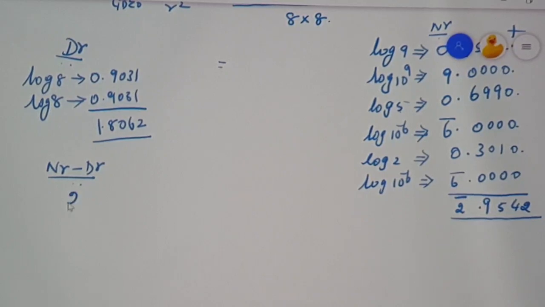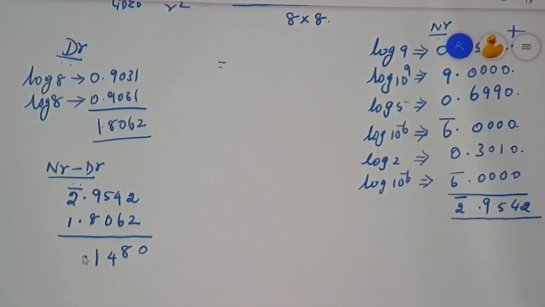What is the numerator? 2 bar point 9542. What is the denominator? The denominator is 1.8062. Subtract: 2 minus 2 is 0. You have to get 4, so when subtracting, borrow and subtract. 4 plus 4, you will be getting 8. 1 is borrowed, so you will be getting 4. 9 minus 8, you will be getting 1. See, here you have 2 bar. This is minus, so plus 1, here minus, minus. 2 bar minus 1, you have to write it as 3 bar.